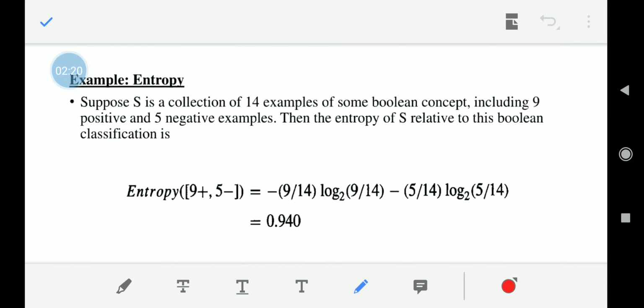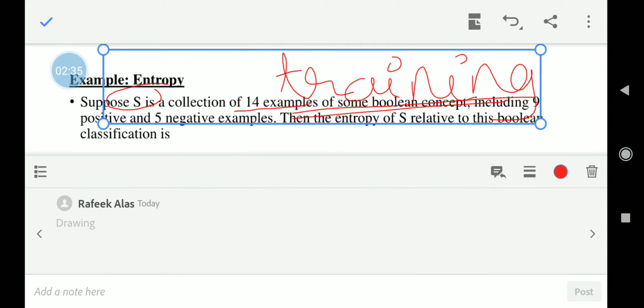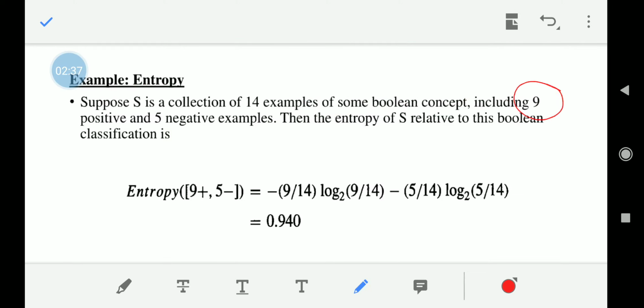So for example, I have a sample space. S is a set of 14 examples. 14 examples means 14 training examples. 14 examples I am giving to a machine to train a machine. So in that 14 examples, I have 9 days or 9 examples that are positive. That means those are yes. Output of those are yes. That day he plays the tennis. 5 are negative examples. If this is the case, what is my entropy?